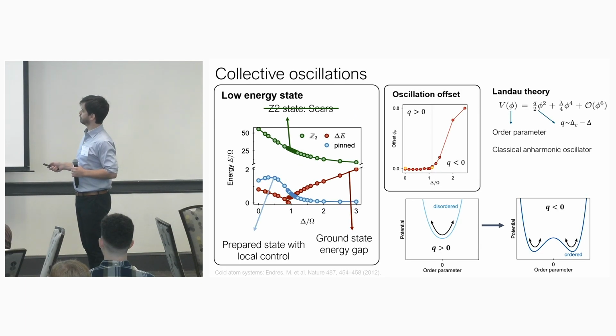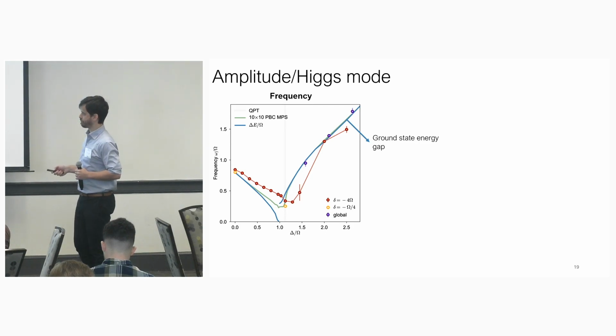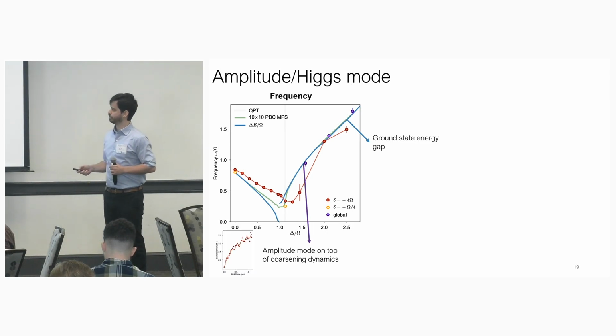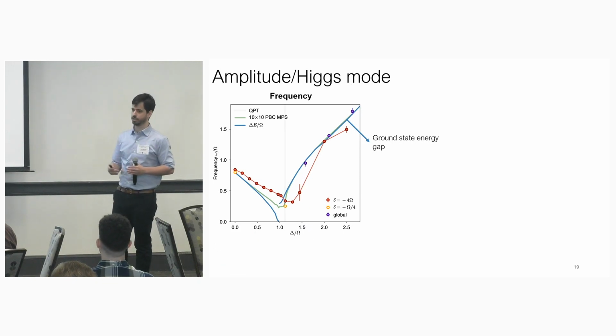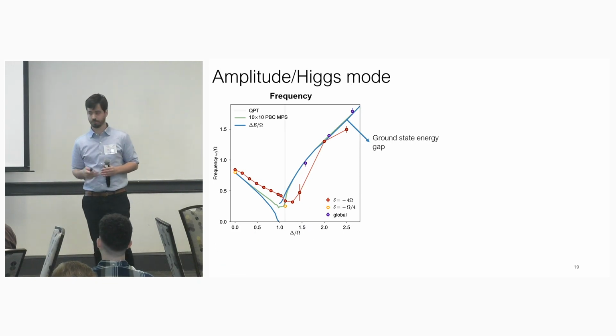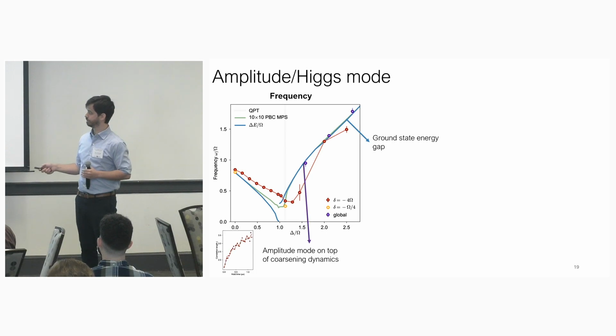And so now we can look at the oscillation frequencies, and what we see here is that the oscillation frequencies go down towards where we believe the phase transition is, and then go back up. And moreover, they coincide pretty well with numerics for the ground state energy gap. So what we're seeing here is oscillations which are related to this really low energy structure. And we're almost measuring the many-body gap here directly.